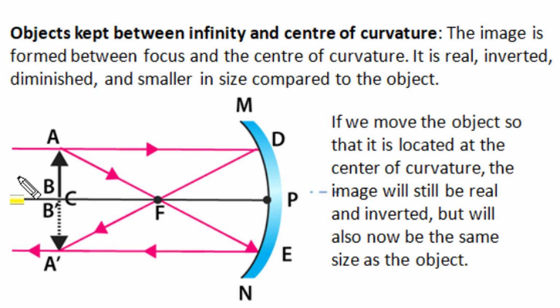And if we move the object up to the center of curvature, then we'll find that its image will be formed again at the center of curvature, and the object and image are of the same size but inverted from each other. So when the object is at the center of curvature, it will form a same size inverted image of the object at the center of curvature. So from the pole, both object and image are at the same distance.